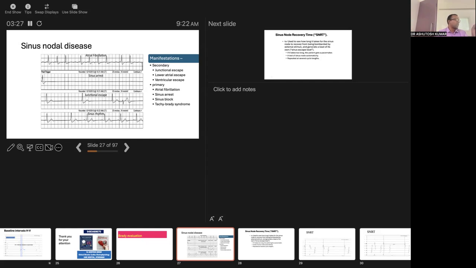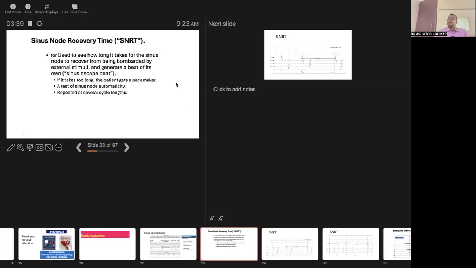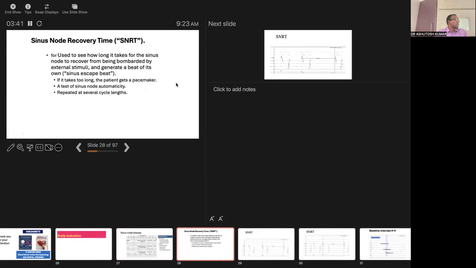That's why when we write the rhythm analysis, the first words are normal sinus rhythm, meaning the sinus is producing the beats, and after that we decide whether it is being conducted or not. Sinus nodal recovery time, we discussed last time. In this, how long are we going to pace, and where are we going to pace? What is sinus nodal recovery time? Kotesh, it is for you. 3 to 5 seconds.